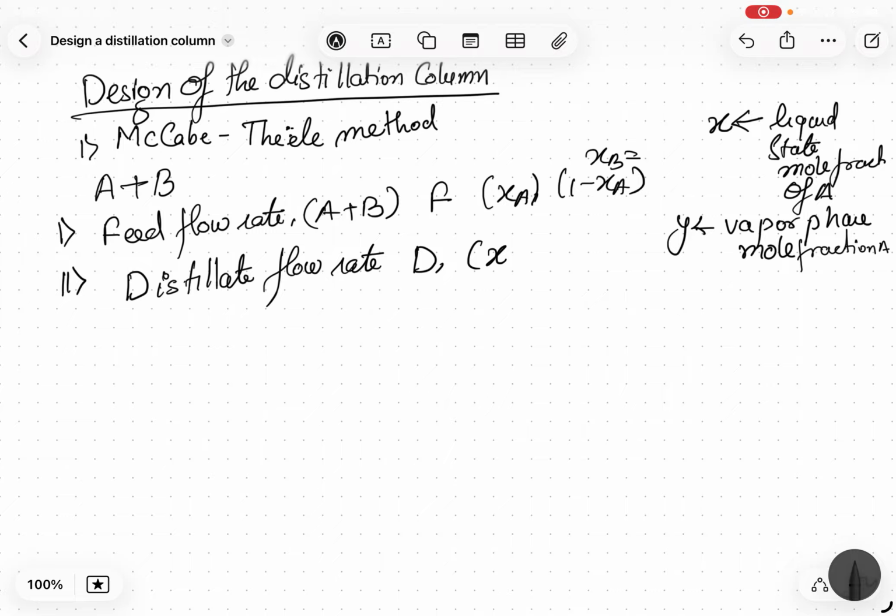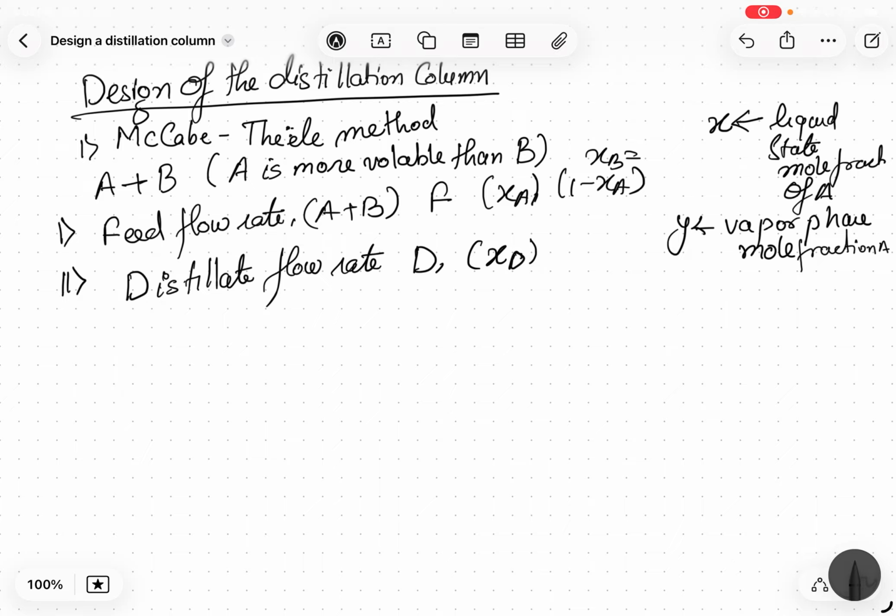This time I am assuming A is more volatile than B. This is also given, or you will figure it out. So this is basically the mole fraction of A in the distillate. I am going to call it XD. Whenever I mention X, this is the mole fraction of A only.